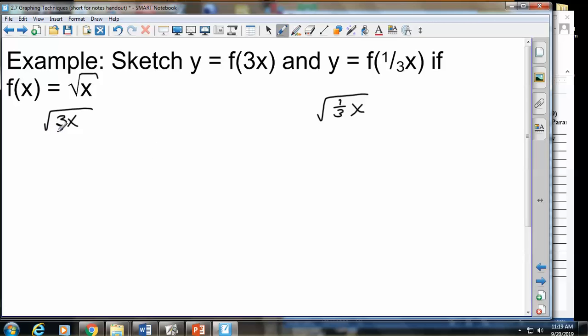All right. This is on the inside. Inside changes x, and it does the opposite of what you think. So multiplying by 3 will actually be a horizontal shrink on my graph.